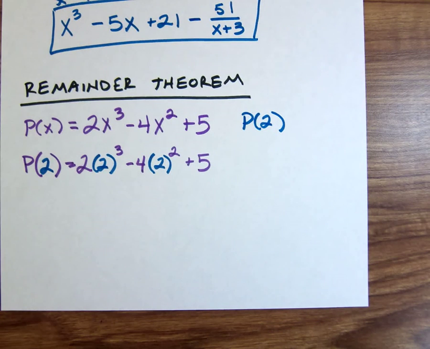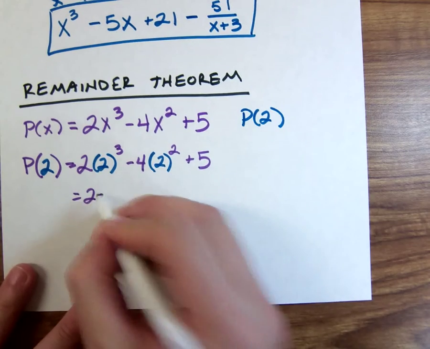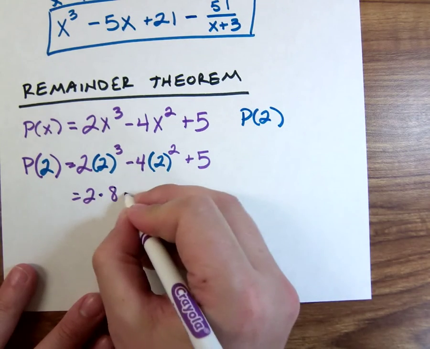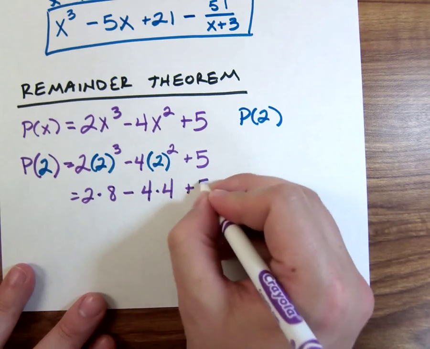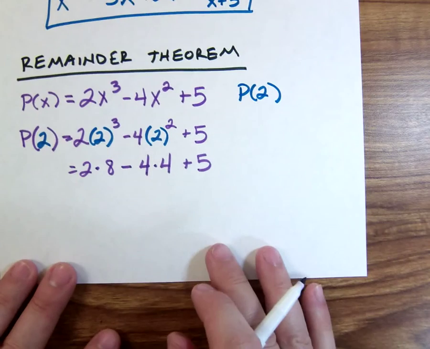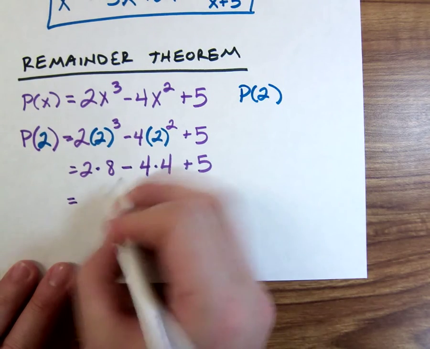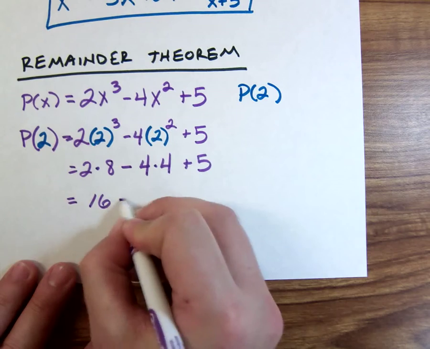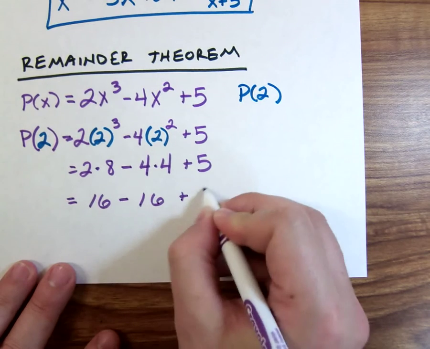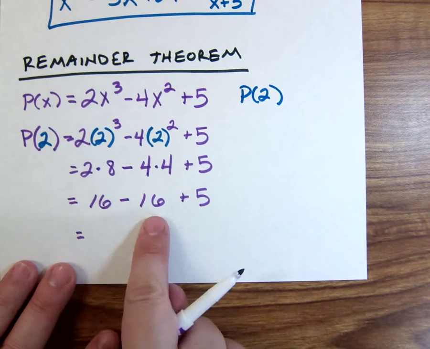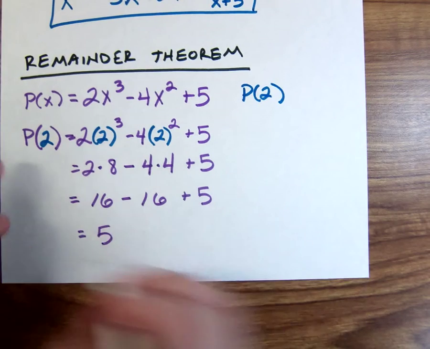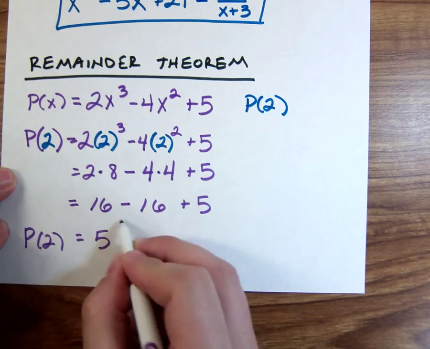This is reasonably simple arithmetic. 2 times 2 cubed is 8, minus 4 times 2 squared, which is 4. Okay, so exponents first. Then our dear Aunt Sally says do multiplication next, so we'll do 2 times 8, 4 times 4. And then Aunt Sally says do addition and subtraction from left to right. So 16 minus 16 is 0, plus 5 is 5. So our conclusion, p of 2 equals 5.